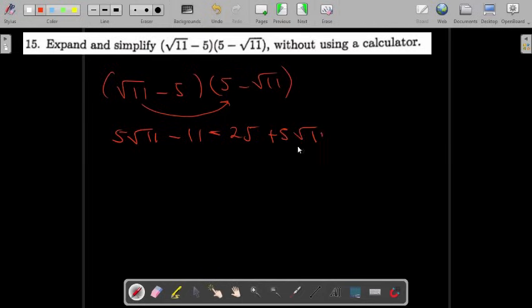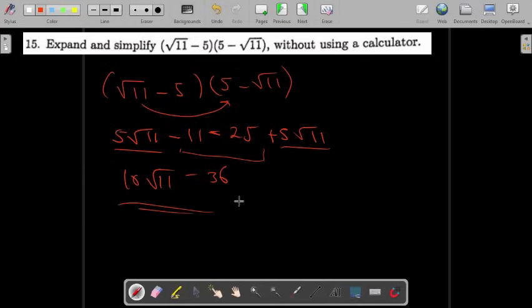5 root 11. And here, what do we get when we add these two in between? That gives us negative 36, right? So you get negative 36. Then you have this there and that there, which we can add, and that's going to give us 10 root 11. Okay, so we didn't use a calculator or anything, and we've expanded, and that's where we get.